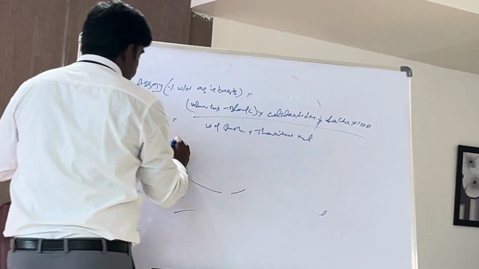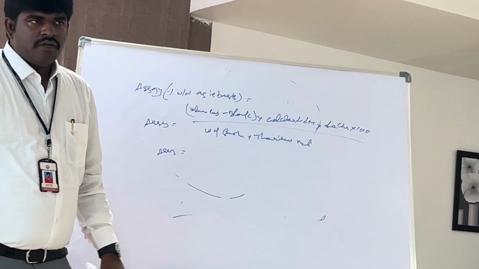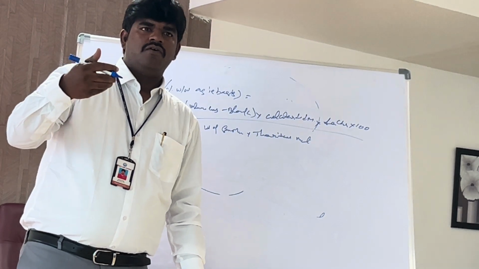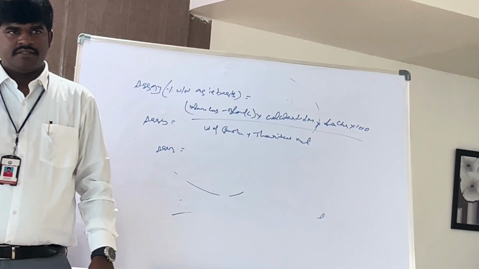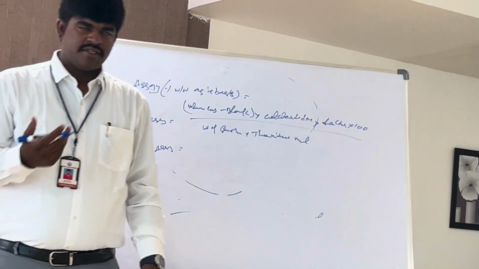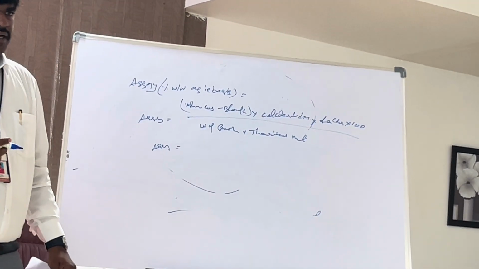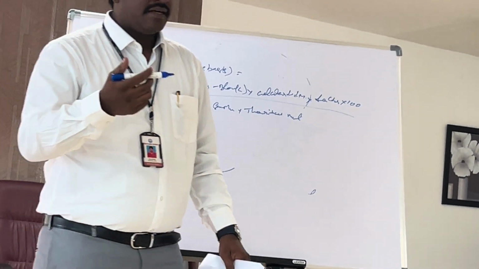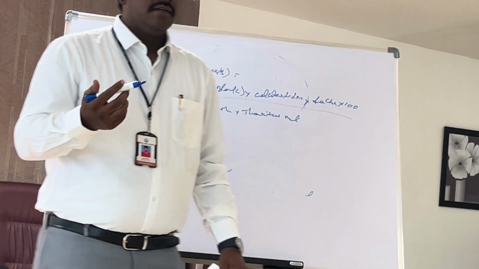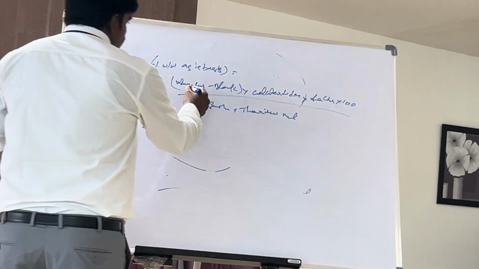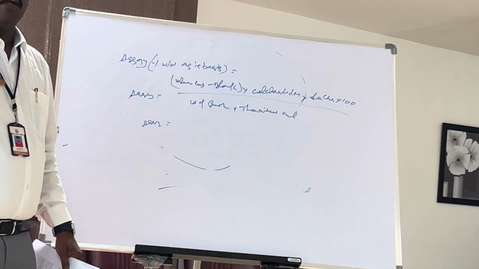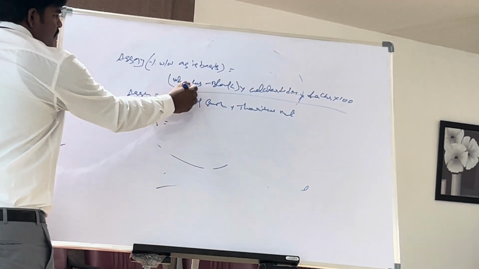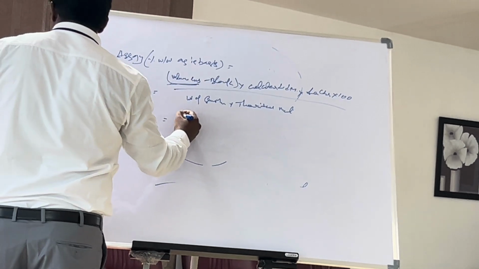So if you want to determine the assay value, what do you do first? You take the sample and titrate, for example as an acid-base titration. If your sample is an acid, you titrate with the base. If your sample is a base, you titrate with the acid. Similarly, while you are taking the perchloric acid in the burette, you titrate against the sample. How many ml of volume is consumed? Then you can mention it here.